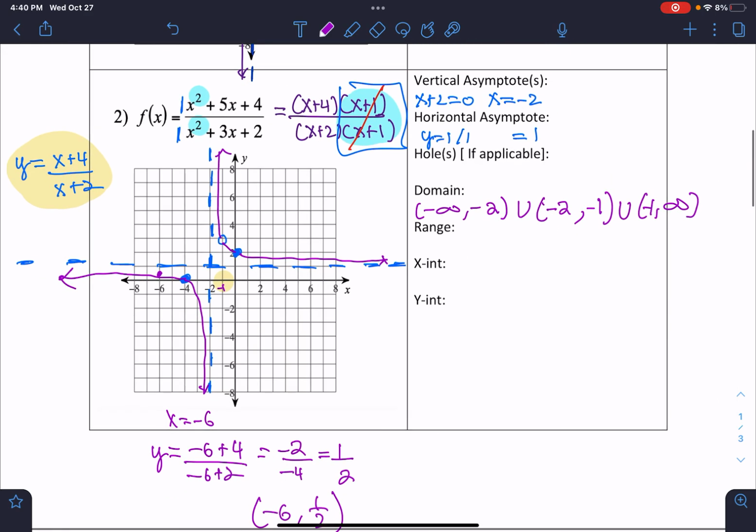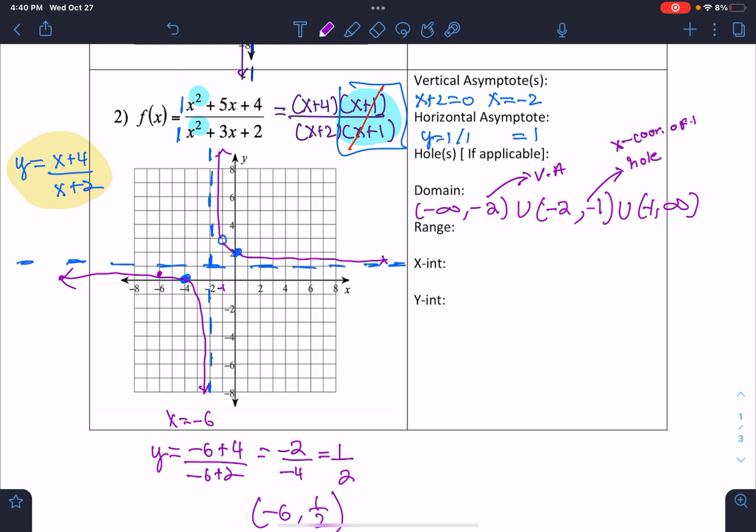Let me backtrack. I want you to look at the answer, but let's see why this happened again. -2 happened because this is your vertical asymptote. -1 happened because this is your hole, or the x coordinate of the hole. Those are the reasons why you're excluding those.